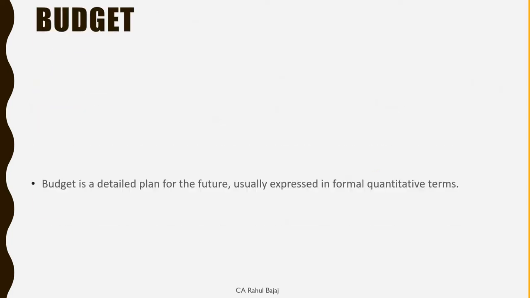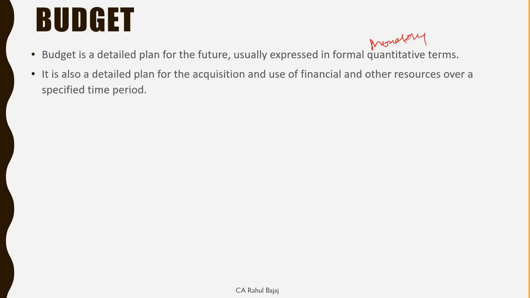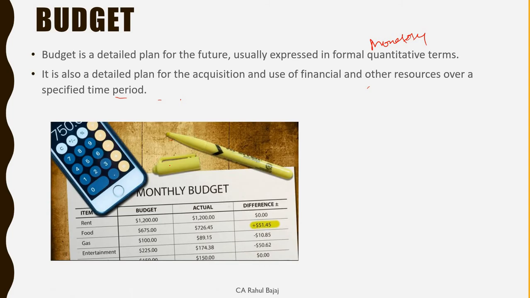Next is budget. We all know budget is a detailed plan of the future, usually expressed in formal quantitative terms, that is, in monetary terms. It is also a detailed plan of acquisition and use of financial and other resources over a specific period of time. In a general monthly budget at home, we see my budget is: rent is X amount, food is X amount, gas, entertainment, whatever.